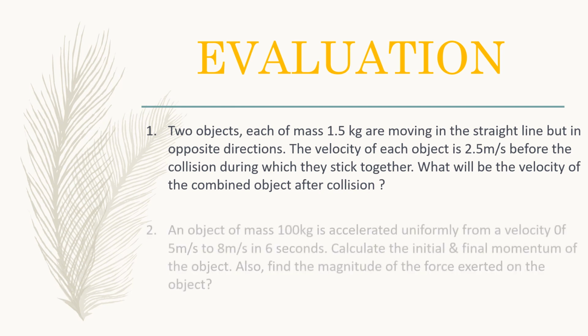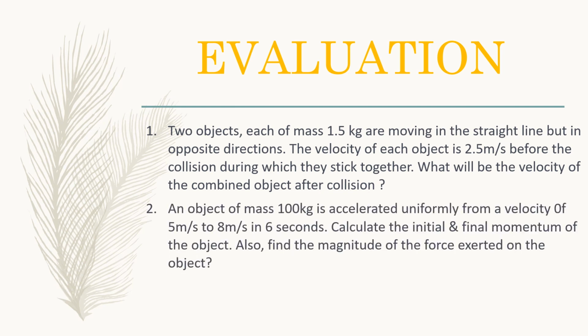Now the second question: an object of mass 100 kg is accelerated uniformly from a velocity of 5 meter per second to 8 meter per second in 6 seconds. So you have to calculate the initial and the final momentum of the object and also find the magnitude of the force exerted on the object. So you have to solve this by yourself.